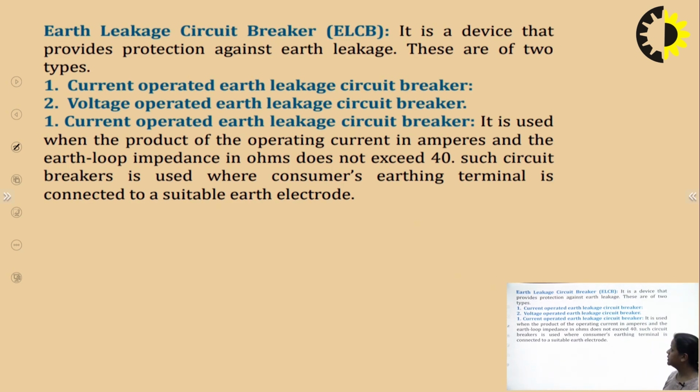So, earth leakage circuit breaker is a device that provides protection against earth leakage, and these are of two types. The first is current operated earth leakage circuit breaker. The second is voltage operated earth leakage circuit breaker. So, now what is the current operated earth leakage circuit breaker? It is used when the product of the operating current in amperes and the earth loop impedance in ohms should not exceed 40. So, such circuit breaker is used where consumer earthing terminal is connected to a suitable earth electrode, right.